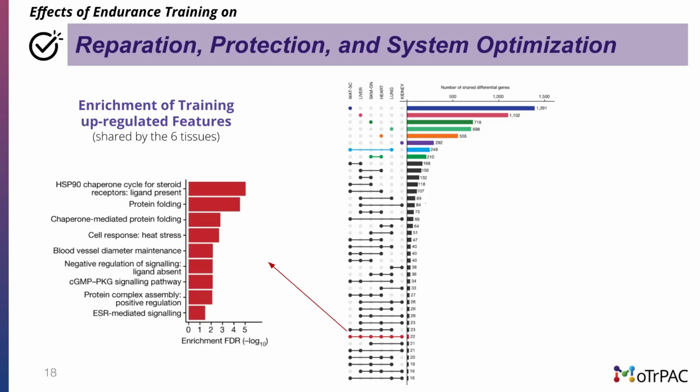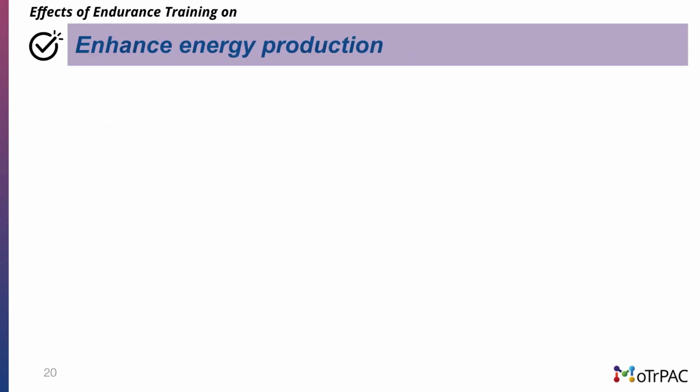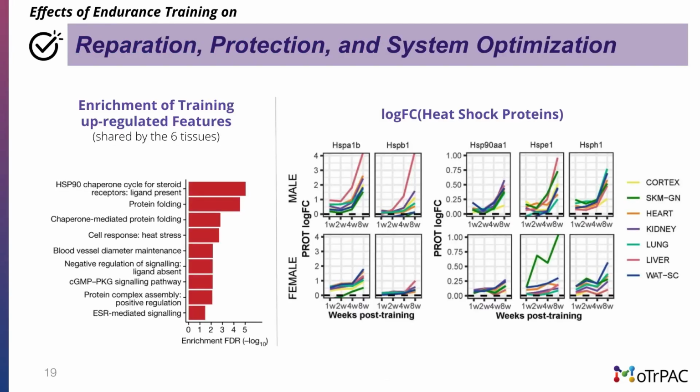We have things involving protein folding in response to heat stress. All that stuff. In fact, when we look at the protein abundance, we see how all these different proteins, heat shock proteins, are increasing as the training progresses. David?